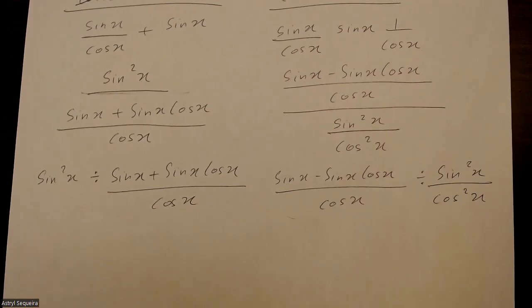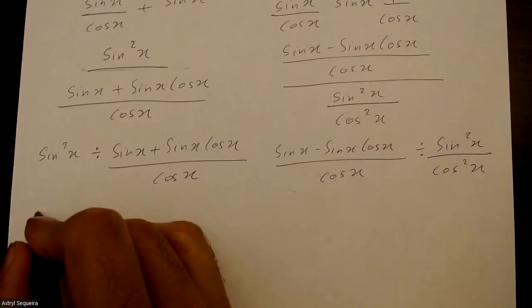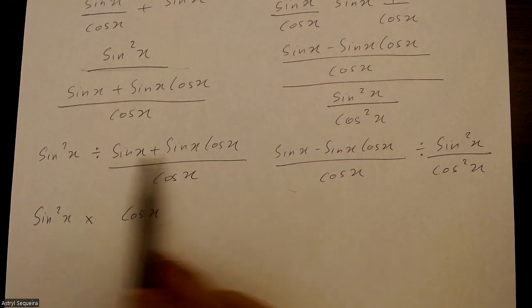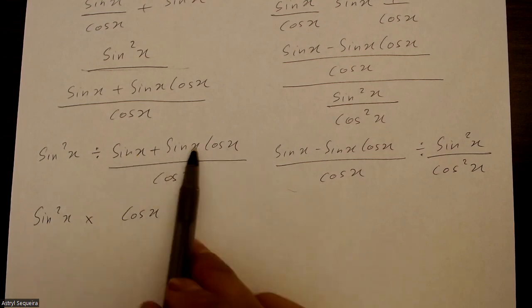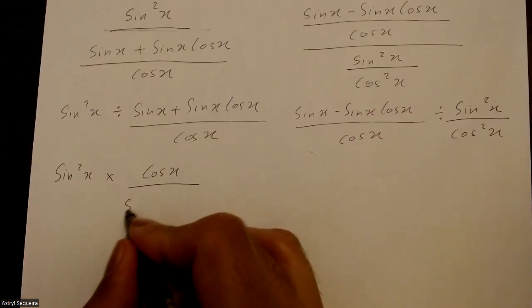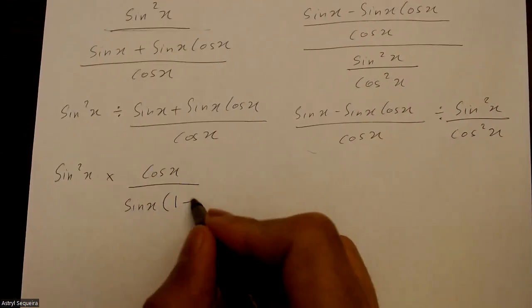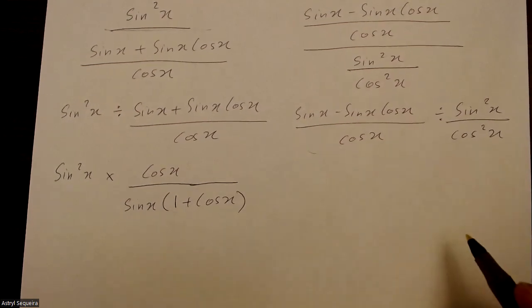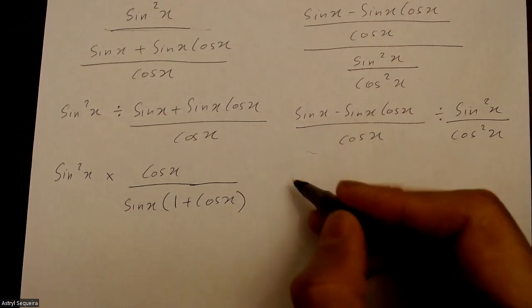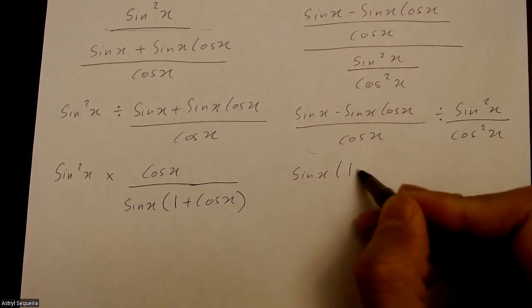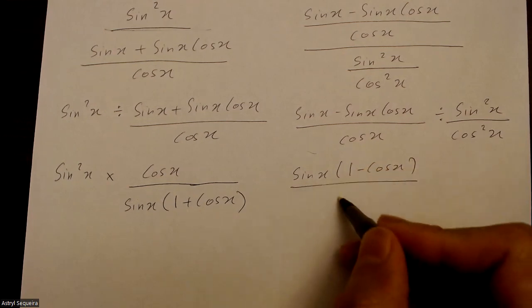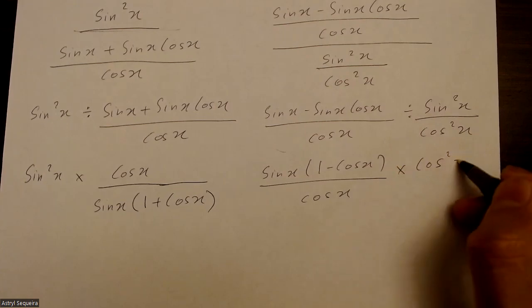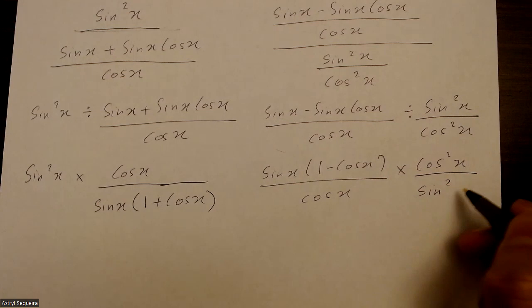The next thing I want to do is flip my divides into multiplies. So sine squared x times cos x. And over here, I can also common factor out a sine x. I'll do that in the same step. So it's going to be sine x, and I'm left with 1 plus cos x. I'll do the same thing for this one as well. I'll factor out a sine x on the top here. Now I'll flip this as well. So multiply, and now I have cos squared x over sine squared x.